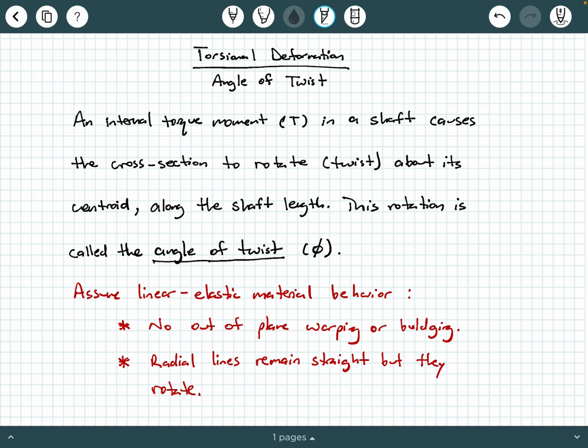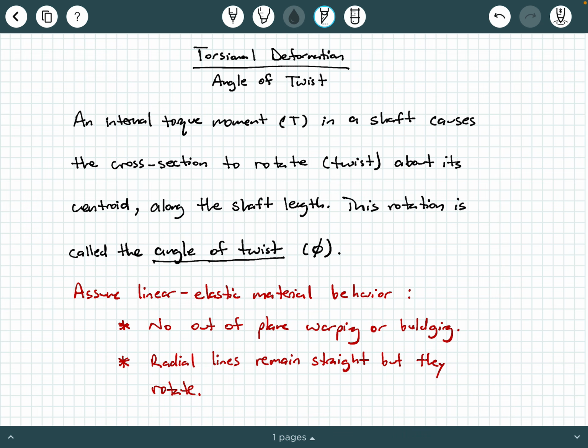So let's get started. An internal torque moment, which we typically call capital T, in a shaft causes the cross section to rotate, or twist, about its centroid. Now this is going to happen along the length of the shaft, okay? This rotation in the cross section is called the angle of twist, and we typically denote that by the Greek letter phi, P-H-I, phi, okay?